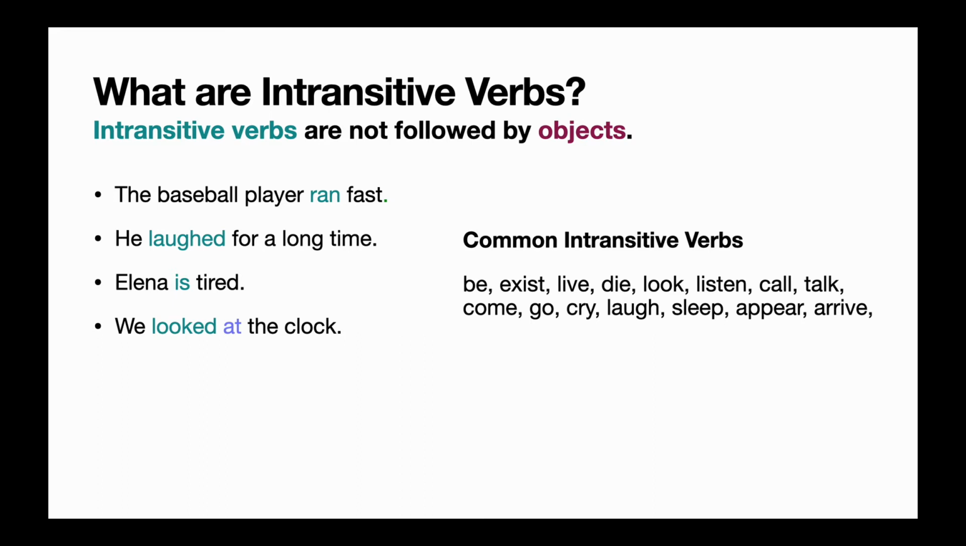On the right, you have a list of some of the common intransitive verbs like be, exist, live, die, look, listen, call, talk, come, go, cry, laugh, sleep, appear, and arrive. Of course, there are many, many more intransitive verbs. This just means that when you use these verbs, it's not necessary to have a word right after them. The reason why we care about whether verbs are transitive or intransitive is so that we can use the verbs correctly when we're speaking and writing. Whenever we go over verbs in our vocabulary lessons, I always tell you whether they're intransitive or transitive verbs, because it's important to know so that you can use these verbs correctly.